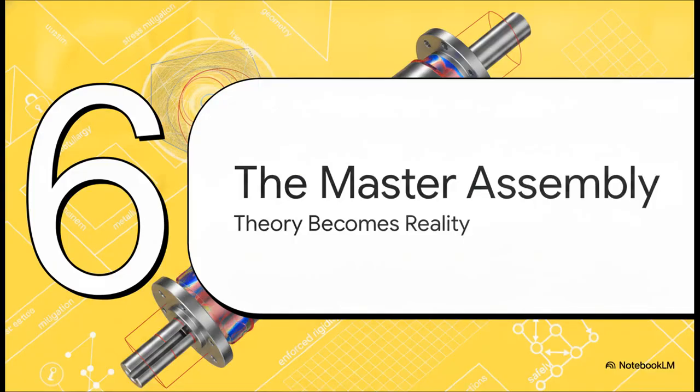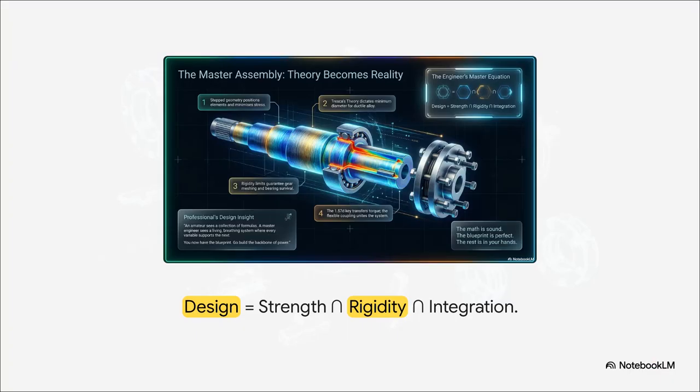Which finally brings us to Section 6, the master assembly, where theory truly becomes reality. Up to this point, we've defined the geometry, selected the metallurgy, mitigated the stress, enforced rigidity, and safely anchored the connections. Let's look at how beautifully this all integrates.